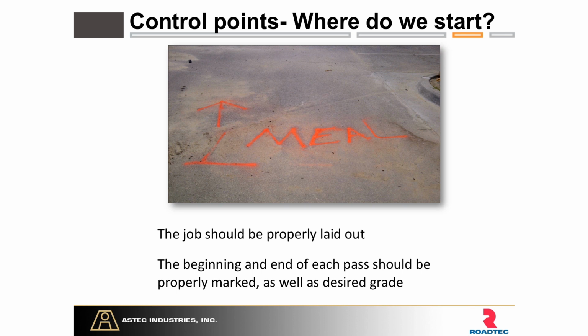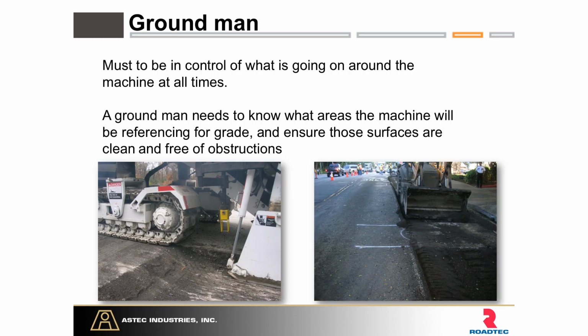We need to identify our obstructions. We need to lay the job out as part of our game plan. Now, the ground man is a key part of job layout and then carrying out the game plan. The operator obviously has his hands full, no pun intended. The ground man is also in charge of some very key things, such as maintaining zero, identifying obstructions, communicating with everyone on the crew of what's about to come up, what's going to happen.